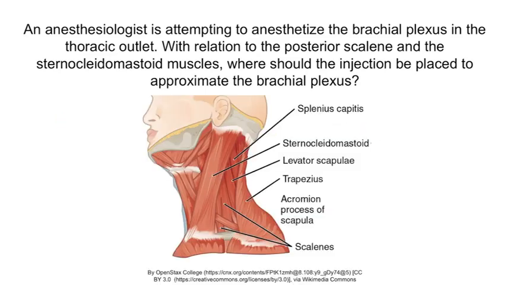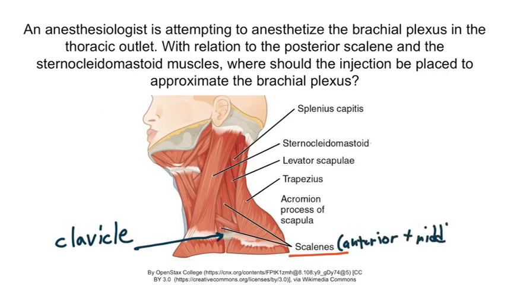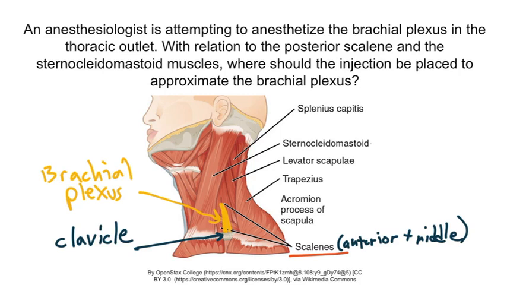And if we use this image, we can show the scalenes right here, and recall that the scalene triangle is made up of the clavicle, as well as the anterior and middle scalenes. And it's through here that the brachial plexus would travel. And our question asks, with relation to the posterior scalene and the sternocleidomastoid muscles, where is the brachial plexus?